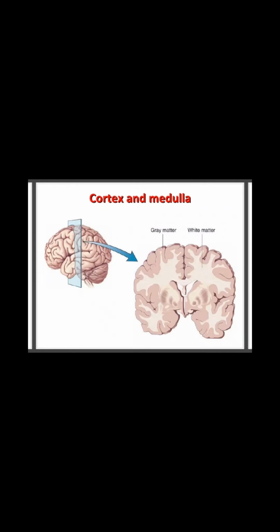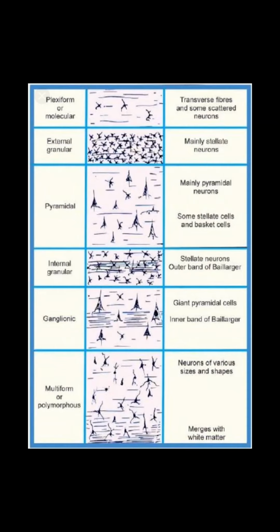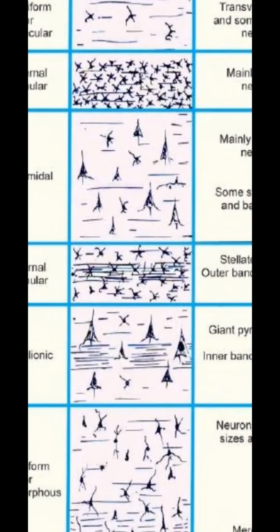Now, the structure of the neocortex we will study. Before discussing the structure of the various layers of the cerebral cortex, the types of neurons found in the cerebral cortex should be studied first. Neurons present in the cerebral cortex are the pyramidal cells and the non-pyramidal cells. Now the pyramidal cells are multipolar. They are large multipolar neurons which have pyramid-shaped perikarya, meaning cell body.